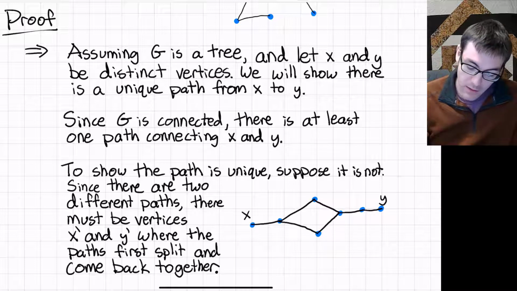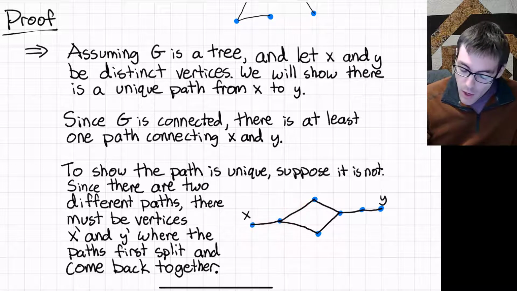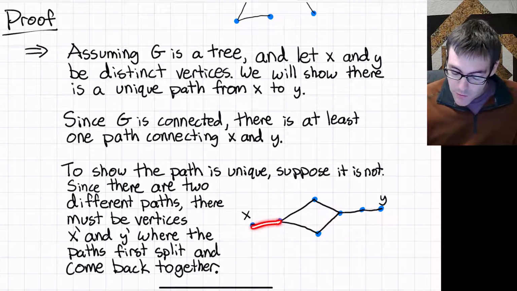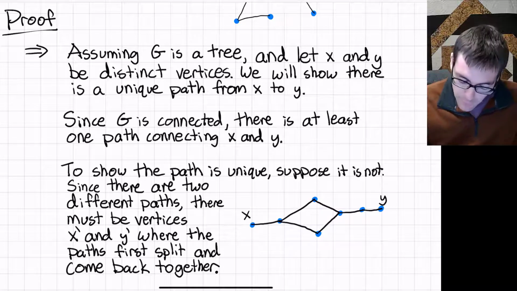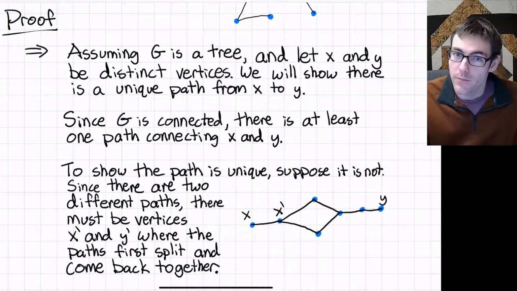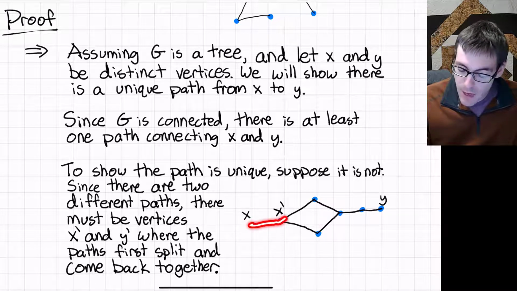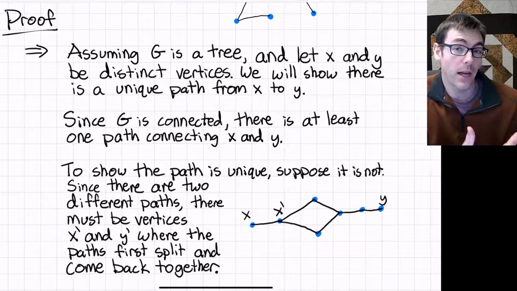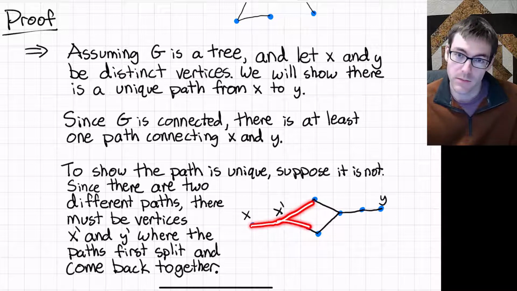Because there are at least two different paths, the paths might start off the same, but at some point they split off. At some point, the paths diverge. Let's call the vertex where that split first happens x prime. So if we're going from x to y, one path starts off at x, gets to x prime and goes one way, and the other path starts off at x, gets to x prime and goes the other way. It's certainly possible for x and x prime to be the same vertex, but we're just giving a name to the place where that split first happens.